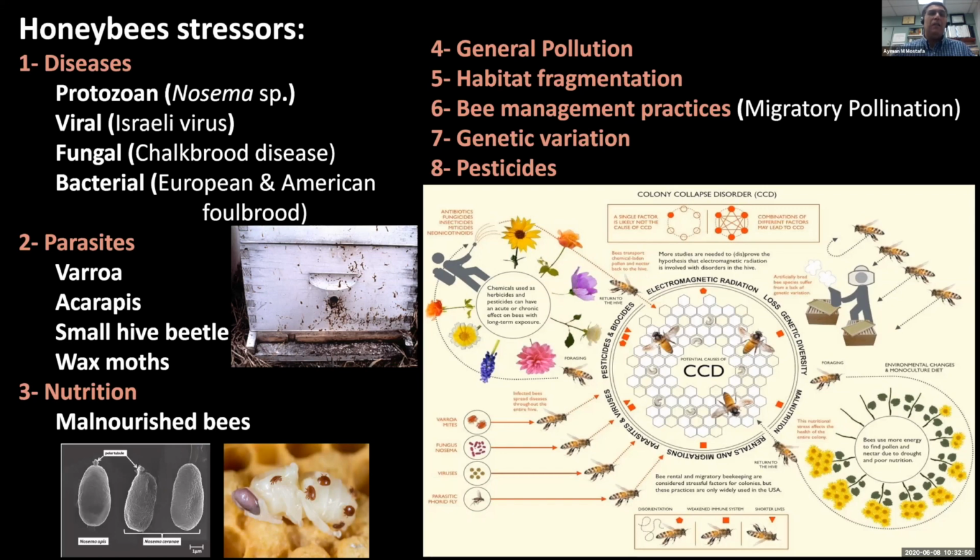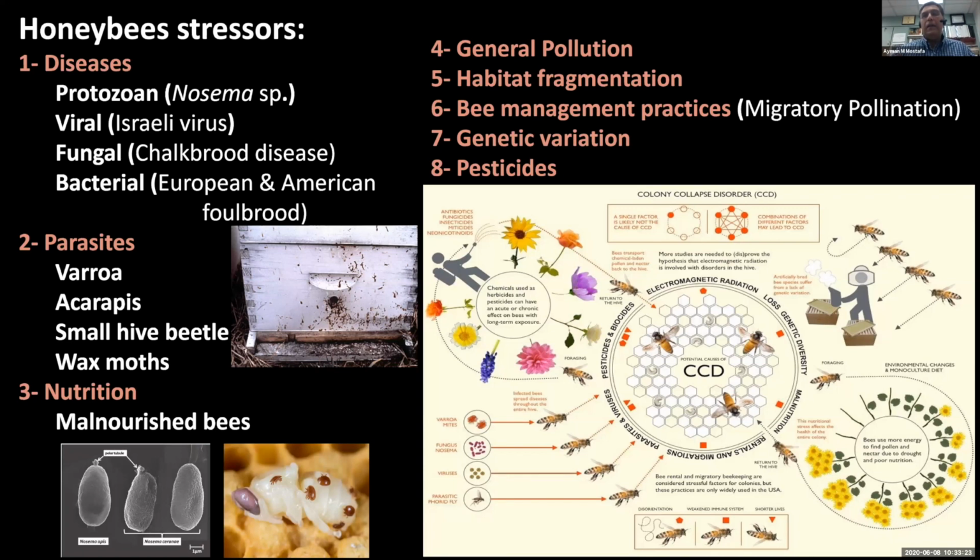Since the 1980s, we have had the Varroa mite. This is an external parasite for honeybees, and for many years we had some remedies for it. However, lately we cannot control this Varroa mite anymore because of resistance to many of the compounds that we are using.